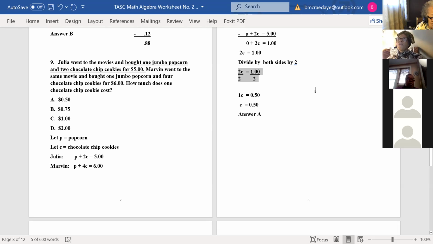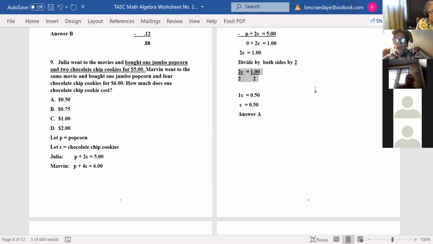Yes, you're right. Because if the two chocolate chip cookies that Julia bought were a dollar each, that means $4 was the jumbo popcorn. Well, popcorn is not cheap in a movie. No, it's not. That's why sometimes people take a plastic bag and take their own refreshments, because they cost in a movie. They had to make money on the concession.